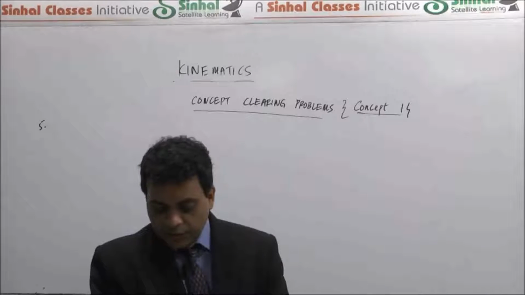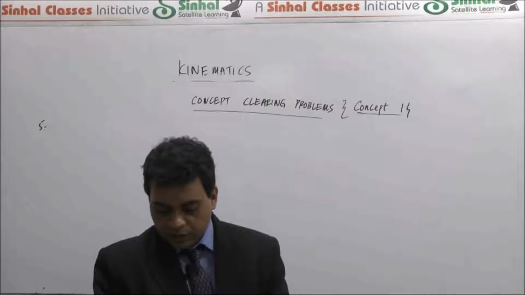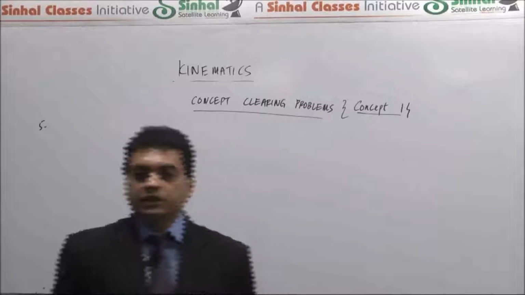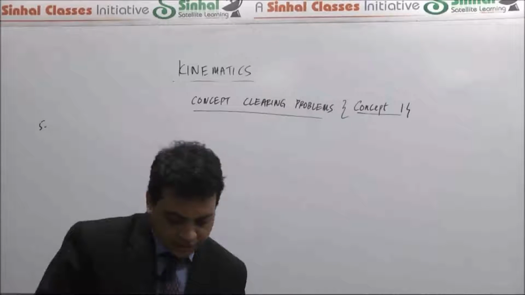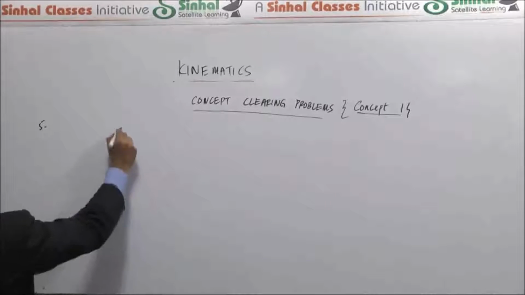A particle is moving in a circle of radius r with a constant speed, and we have to find the change in velocity when it has traveled a distance equal to 1/8 of the circumference. Not only will we calculate the change in velocity, we will calculate the average acceleration during that interval. So let's do this.